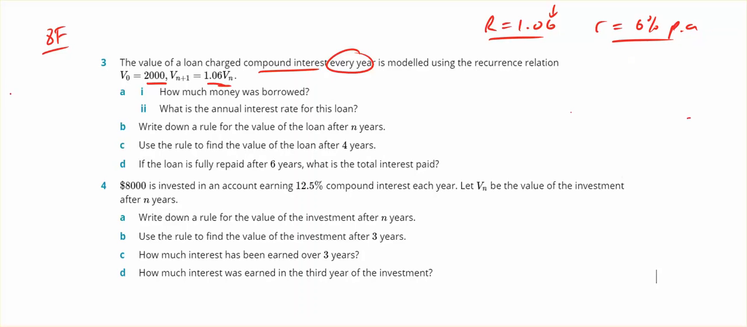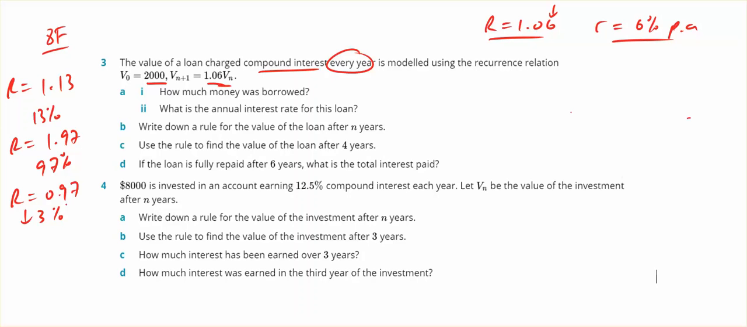So for example, if I had a big R value of 1.13, that's an interest rate of 13%. If I had a big R value of 1.97, that's an interest rate of 97%. If I had a big R value of 0.97, that's actually less than 1, which means we're depreciating by 3% every year. So when you multiply values by big R values, you're either increasing the amount or decreasing the amount. So you've got to understand that.